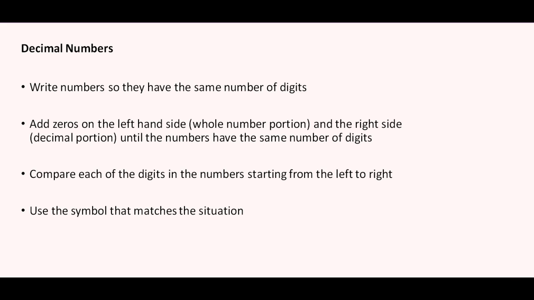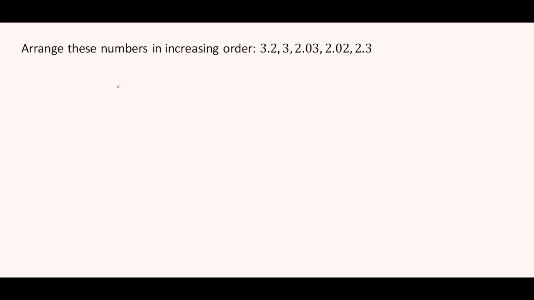So for decimal numbers, we follow exactly the same steps with one difference. After the decimal, you always want to put the zeros on the right-hand side of the numbers so that we can make them the same number of digits. Let's go through some examples. So we have 3.2, we have 3, we have 2.03, 2.02, and we have 2.3.